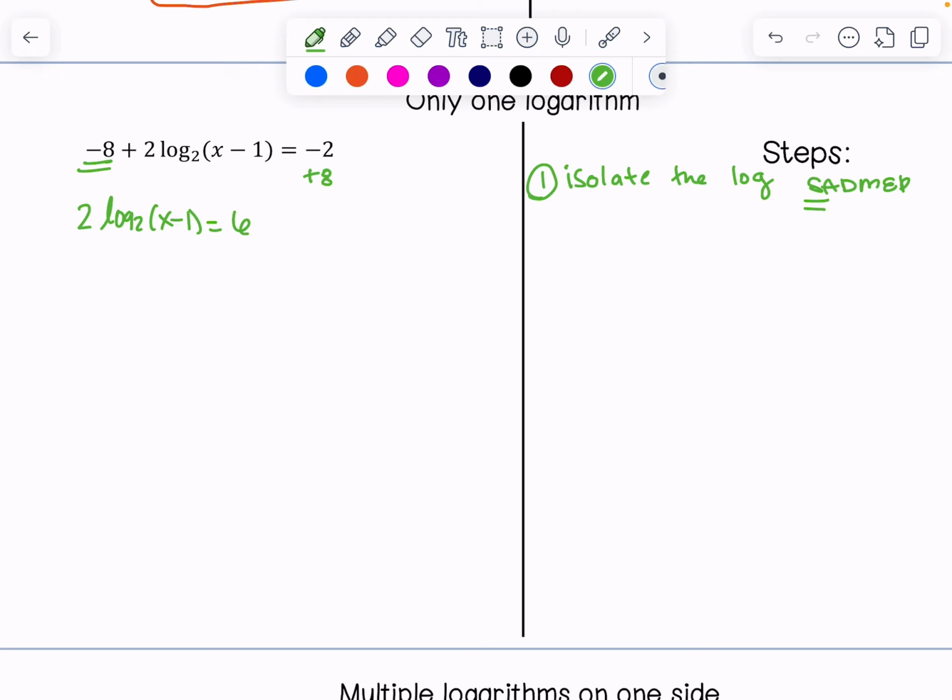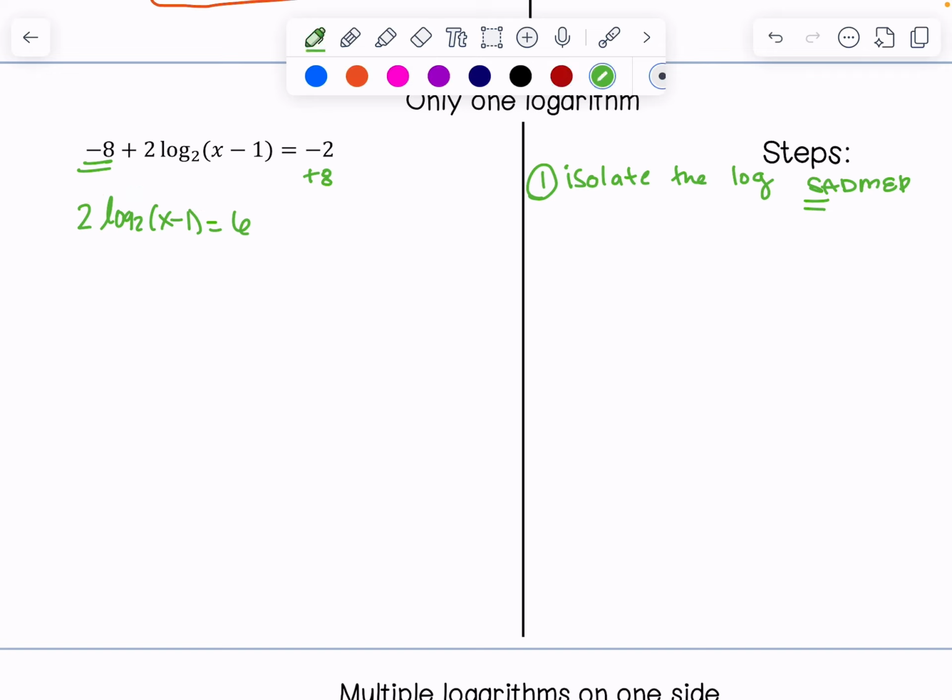Now, something that a lot of people like to do, and we're going to do this in red because we do not want to do this. A lot of people recognize that we could use the power rule and move this here to become an exponent and rewrite this as the log base 2 of x minus 1 squared equals 6. Whereas this is technically a mathematically true statement, it's not a useful step because it's not allowing us to get x by itself. We are trying to remove numbers and move them to the other side. So I do not want to do that.